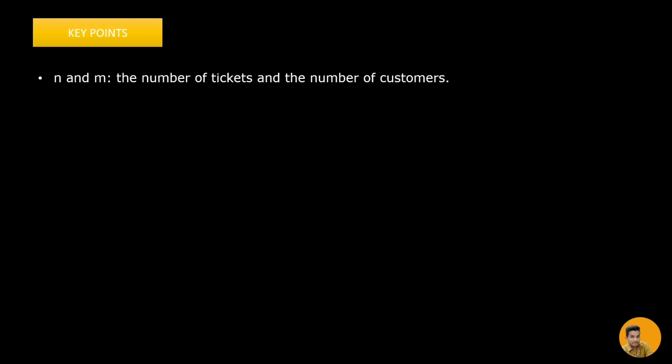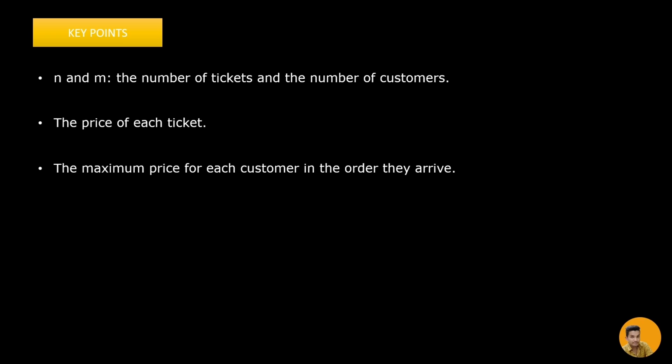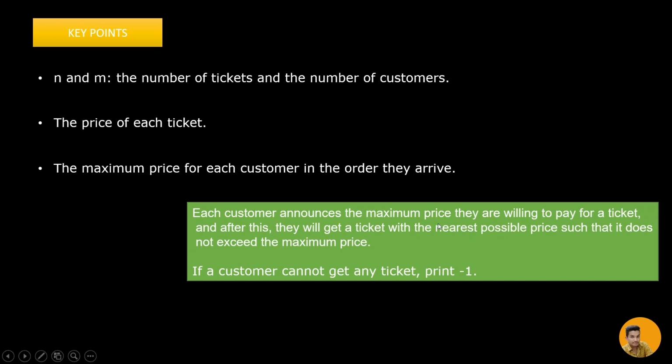Today we will solve the concert tickets problem from the CSES problem set. So let's see the problem. The key points are we will be given the number of tickets and the number of customers. Then the price of each ticket will be given, and then the customers will tell their maximum price in the order they arrive. So each customer is going to announce the maximum price they are willing to pay for a ticket, and after this they will get a ticket at the nearest possible price. This line is important: the nearest possible price, such that it does not exceed the maximum price.